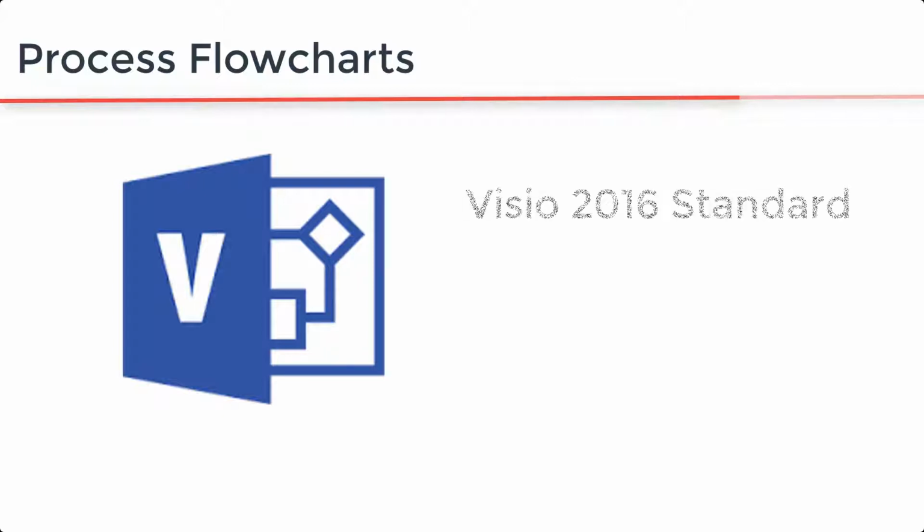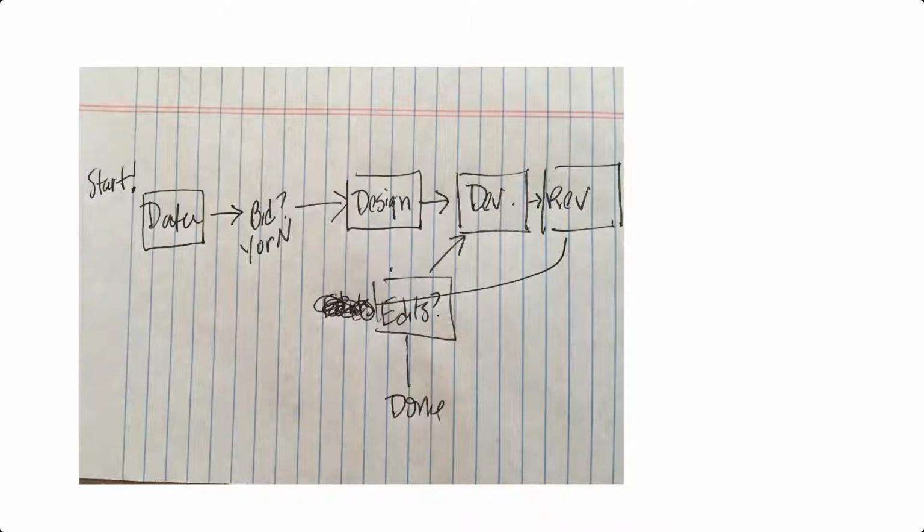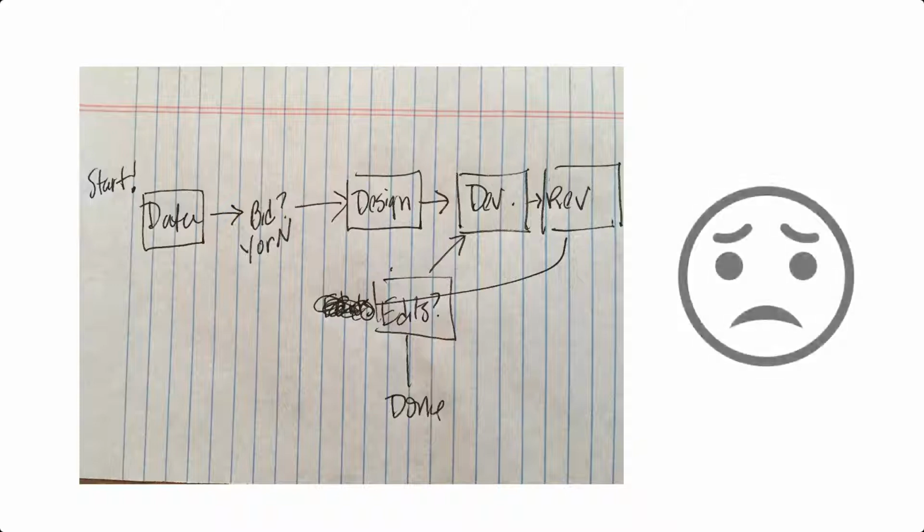Now, I'm working in Visio 2016 Standard, but the steps I'm going to show you are pretty much the same across any of the more recent versions of Visio. So let's get started. First, let's get a look at the flowchart that I'm trying to create. I mapped out on a piece of paper just a simple sketch of something that I'd like to create in Visio. Now, obviously, this sketch needs a lot of help to become clear and legible.